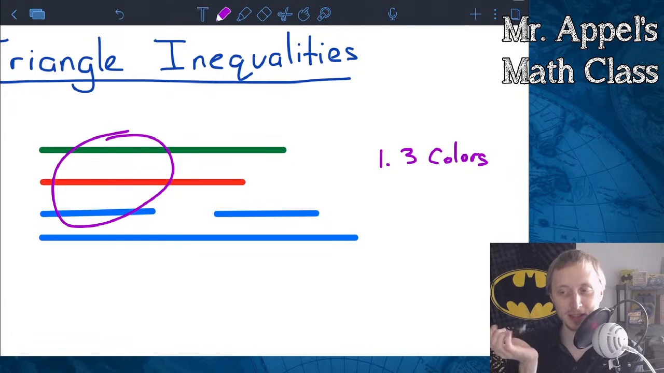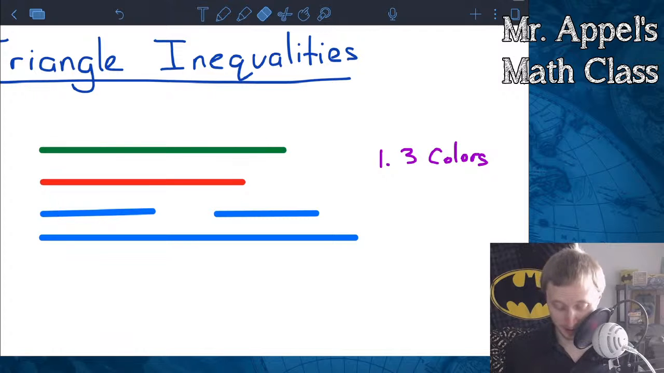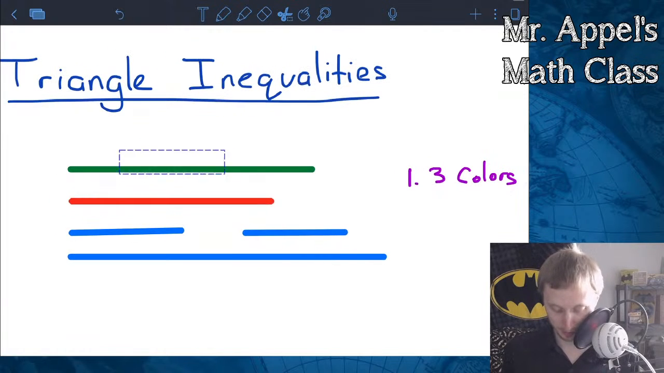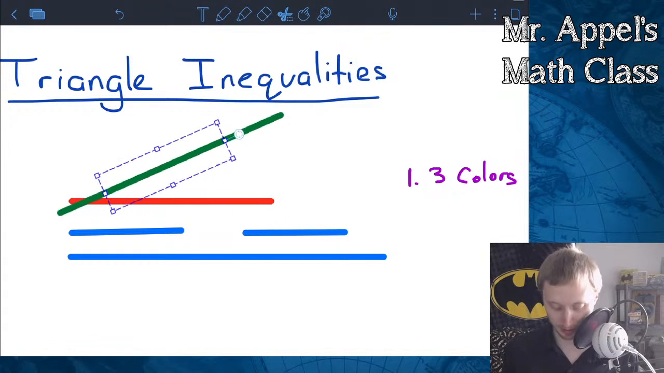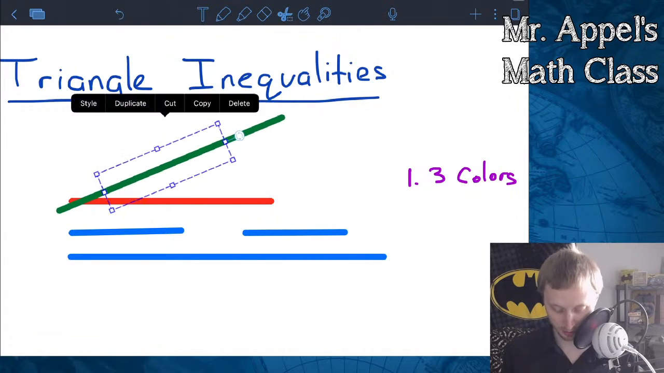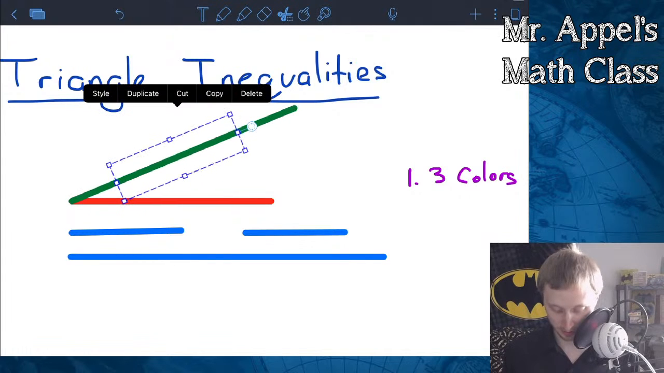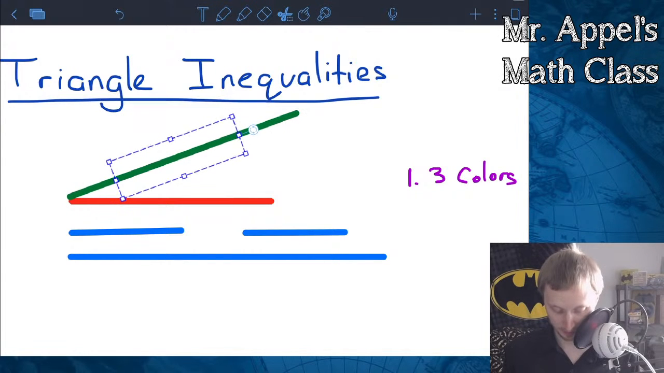Okay, looks like the no's are winning here. Let's see. All right, so let me get rid of my annotation here. I'm going to try to build these guys. All I'm allowed to do is move these and rotate them. I'm not going to change the length here. Let's see if I can put this together.